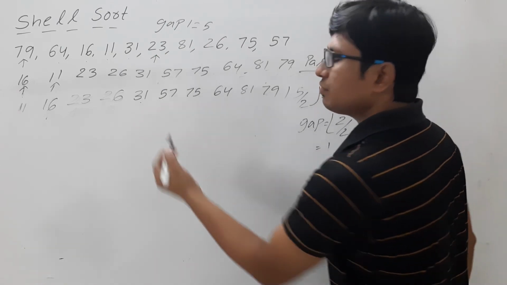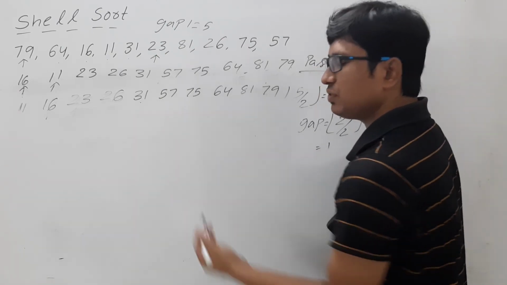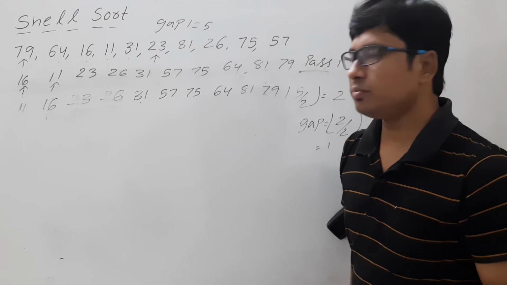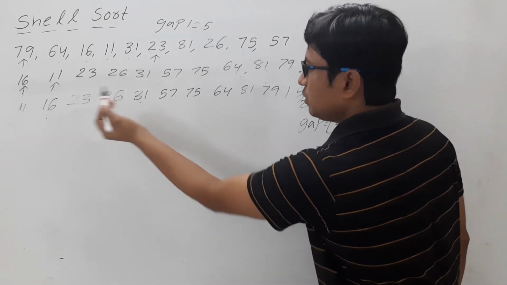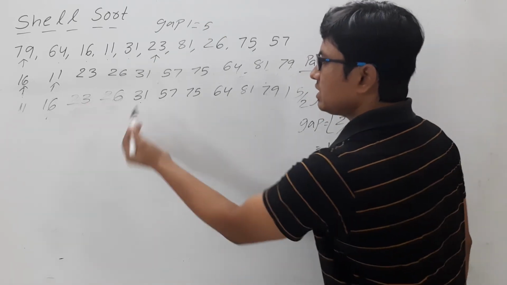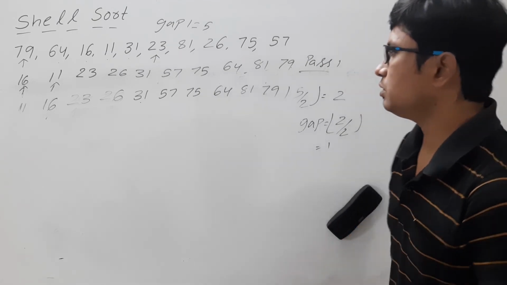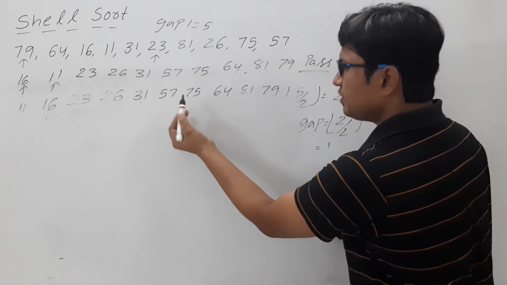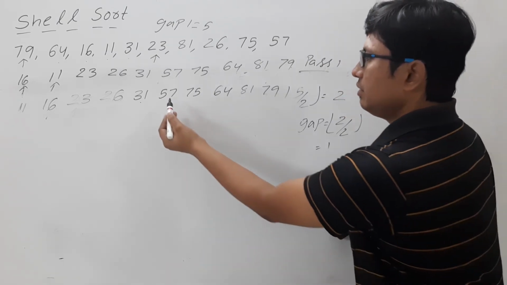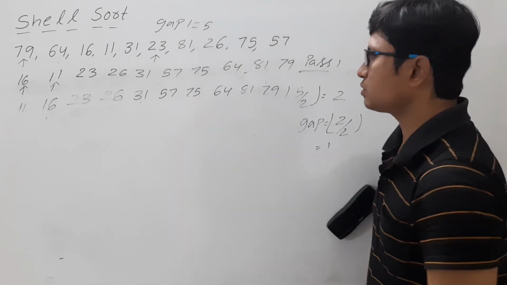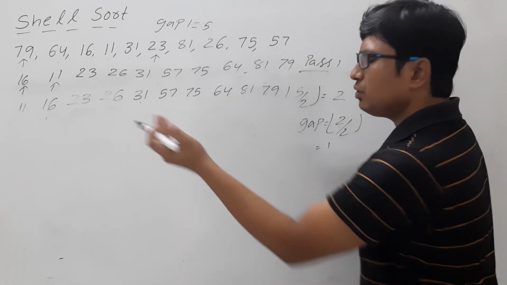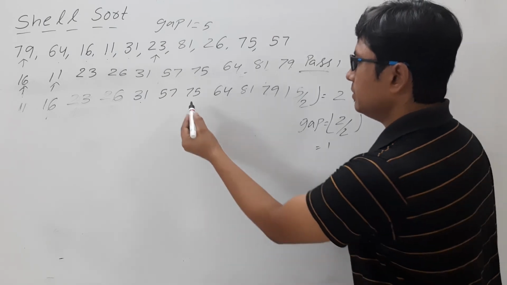Now 31 and 57, 31 is less than 57, I no need to perform any swapping. And if I look in the backward direction, 26 is less than 31, so no need to compare. Now 57 and 75, 57 is less than 75, so no need to perform swapping. If you look at the backward direction also, no problem.